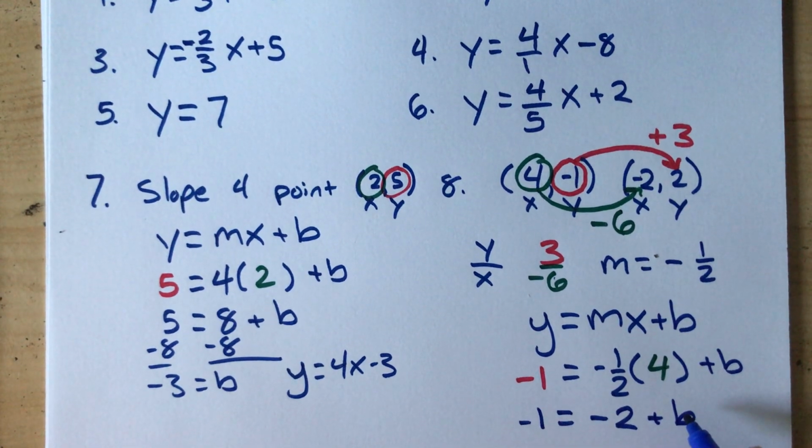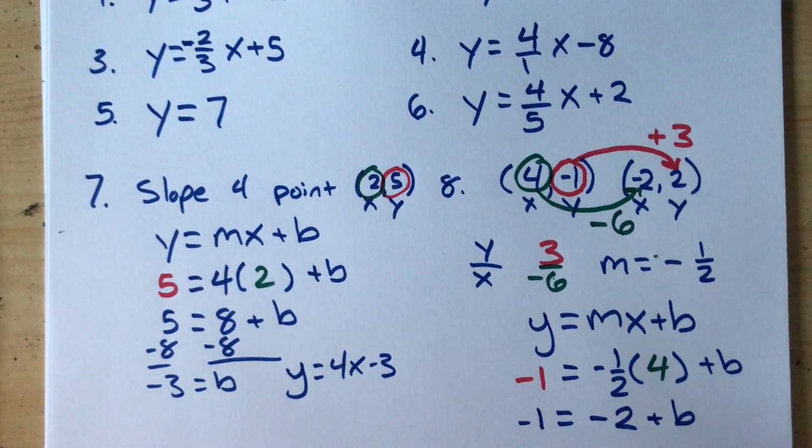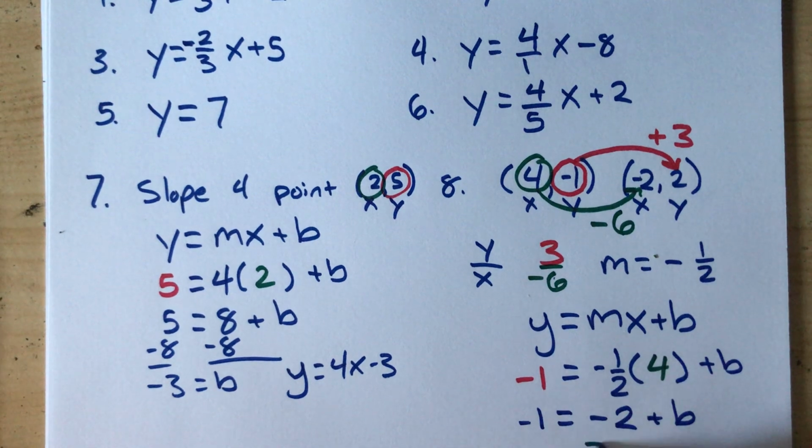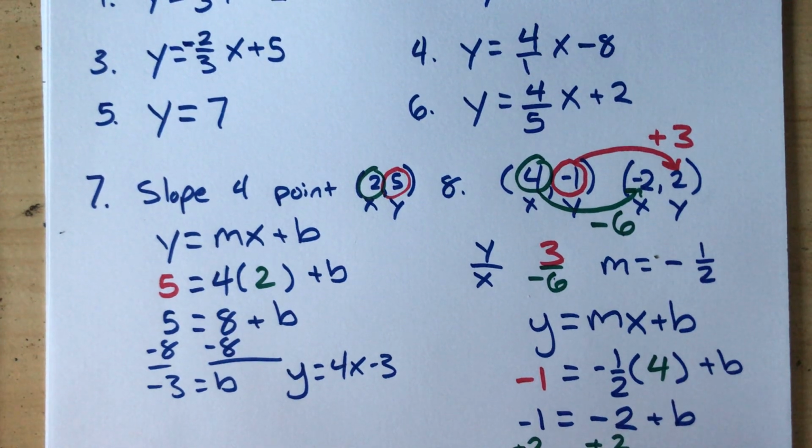So I know this is going to be plus 1, because negative 2 plus 1 is negative 1. But of course I could show it. You don't have to. 2 minus 1 is 1. So my final equation: y equals negative 1/2 x plus 1.